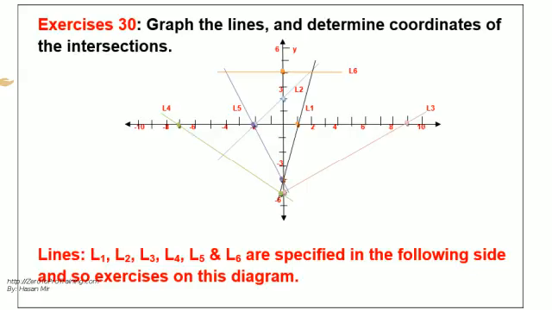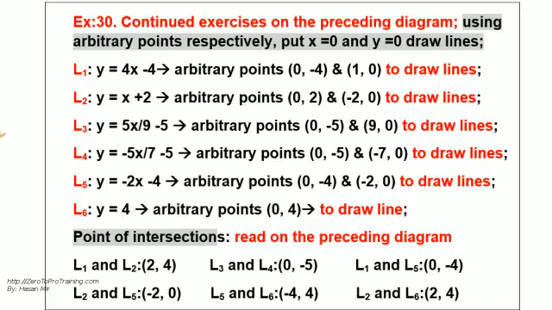Exercise 30. Graph the lines and determine the coordinates of intersections. Lines L1, L2, L3, L4, L5 and L6 are specified in the following slide. Using x equals 0 and y equals 0 arbitrary points respectively, draw the lines. The intersection points of lines L1, L2, L3, L4, L5 and L6 are in the solutions image.